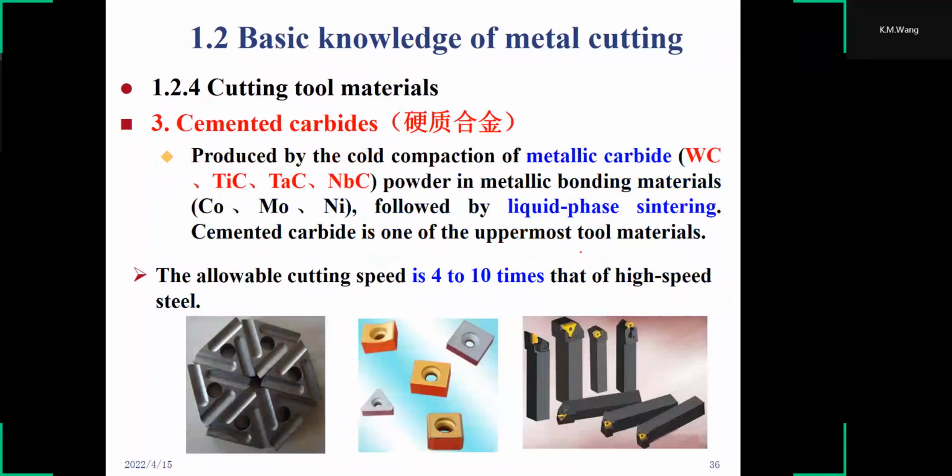And then another cutting tool material is cemented carbides. The cemented carbide is the best thing to have happened for metal cutting.